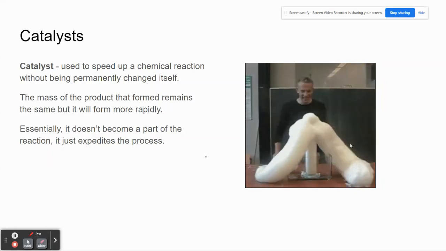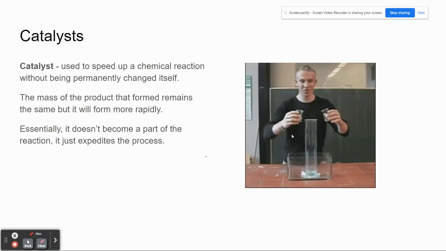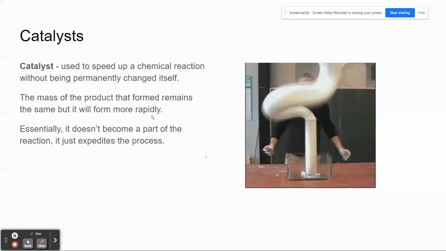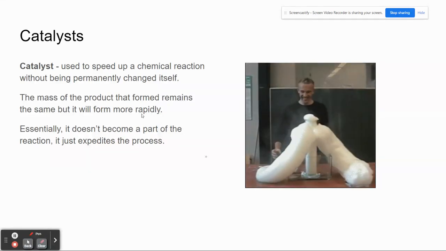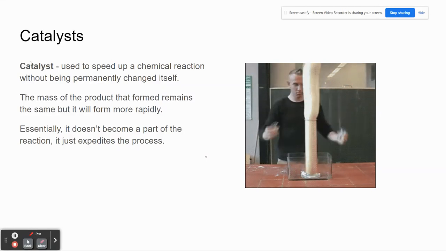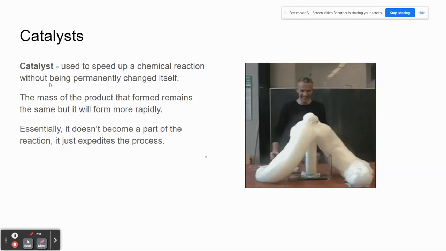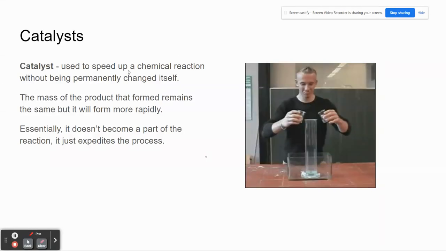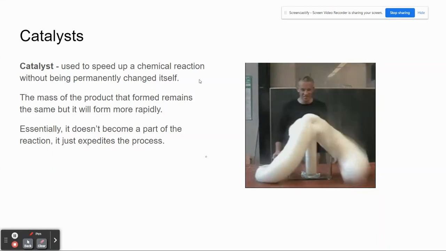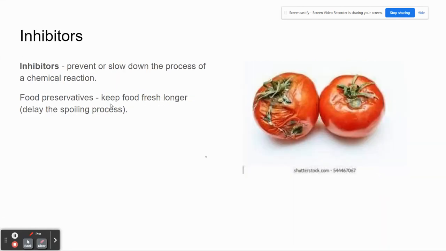This is called elephant toothpaste. You have two things reacting together very quickly, and you have a catalyst to help that reaction occur very, very quickly. A catalyst is something that can speed up a chemical reaction. It makes it go faster. So catalysts are used to speed up chemical reactions, and we'll look at a catalyst lab with this as well.